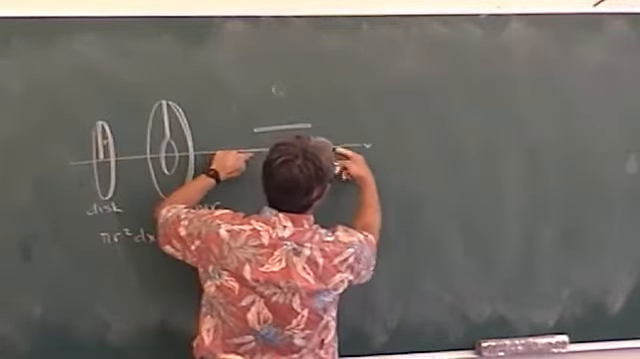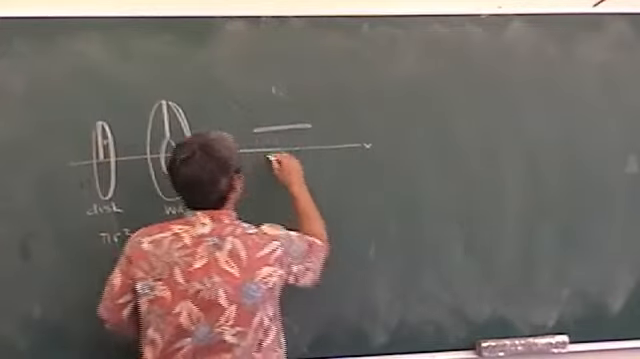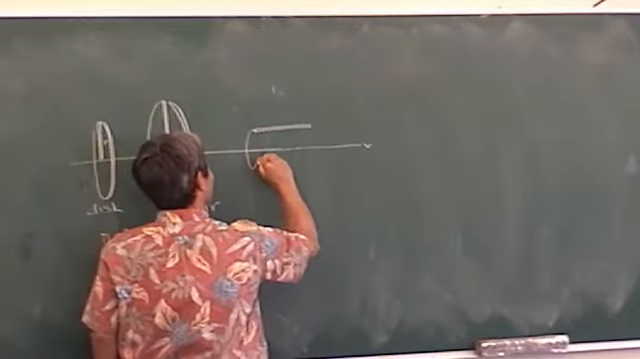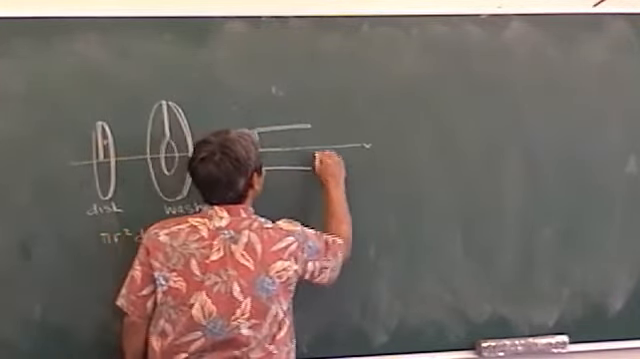If the rectangle is parallel to the axis of rotation and you revolve it around, what shape are you going to get? No, a cylinder.